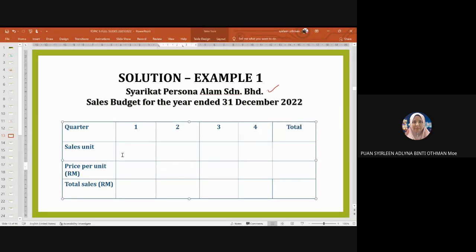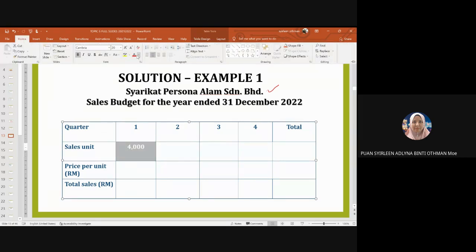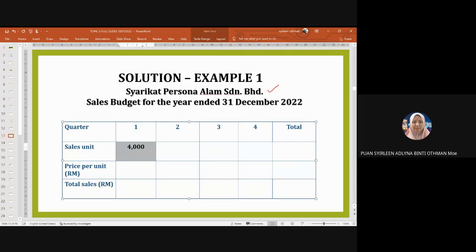Alright, the first quarter, your sales unit is going to be 4,000. Betul lah? Okay, 4,000. Alright. So dia cakap it will increase by 600 units every succeeding quarter. So maksudnya second quarter ni dia akan jadi 4,000 tambah 600. Okay. Ada orang akan tanya, Madam, every time dia macam ni ke?